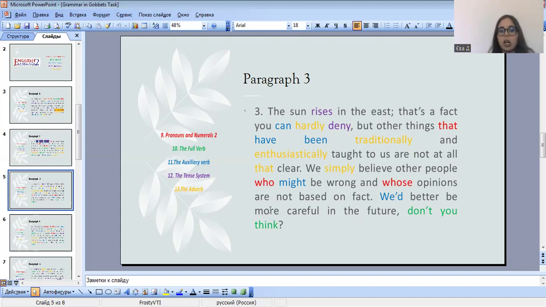Good. Also, we can move to the 12th lesson, and here we can see deny. Deny is a stative verb. So if we want to indicate that it refers to now, we use can with this verb, as in the text. We can see: and that's a fact you can hardly deny. So we refer to now.